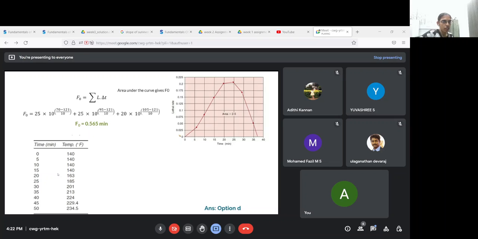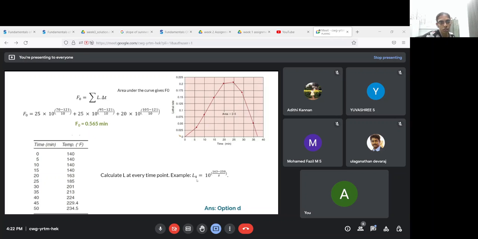So when you have only the time and the temperatures, you will find the lethality as usual for every single time. Like say for L4, that is at 15 minutes, your lethality will be 10 power 163, because for 5 seconds you will actually consider the next value of temperature. So for 5 you will consider 140 degrees Celsius, for 10 again you will consider 140 degrees Celsius, and for 15 you will consider 163 degrees Celsius. So you're talking about time intervals here. So you will have to calculate accordingly.